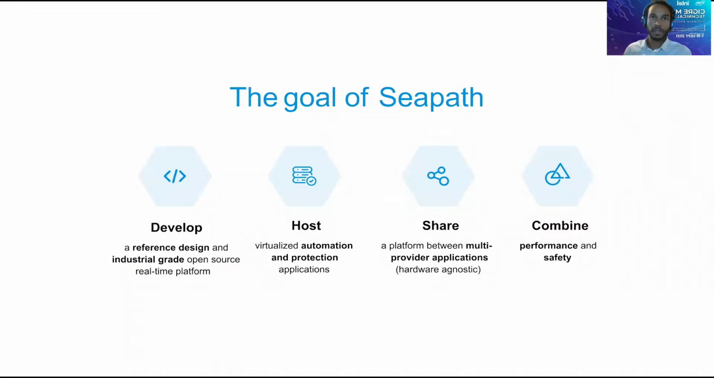What is the goal of CPAth? The goal is to develop, as I said before, a reference design and industrial grade open source real-time platform that can host virtualized automation and protection applications that can be shared between multiple providers. So it should be hardware agnostic. In this platform, you should be able to install applications from any vendors. And of course, since the grid is a critical asset, we should combine performance and safety in terms of cybersecurity.